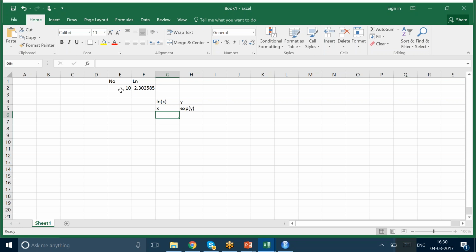If yes, then I can move forward, because this is one relationship that we need to know. Okay. So there is a relationship between log and exponential. Y is equal to log x. X is equal to exponential of y.